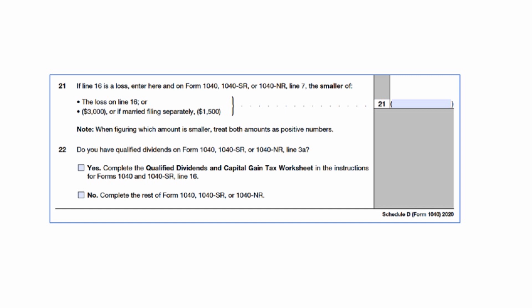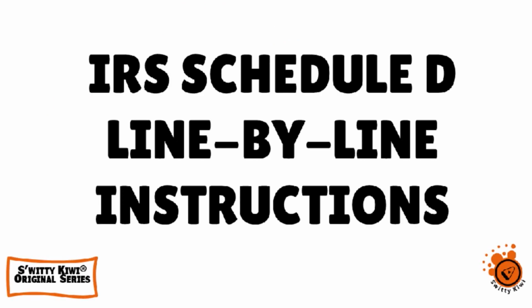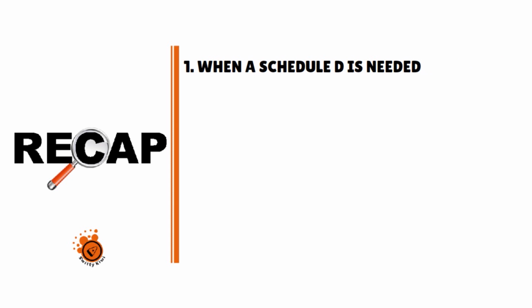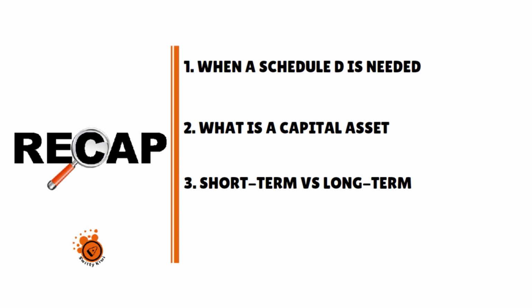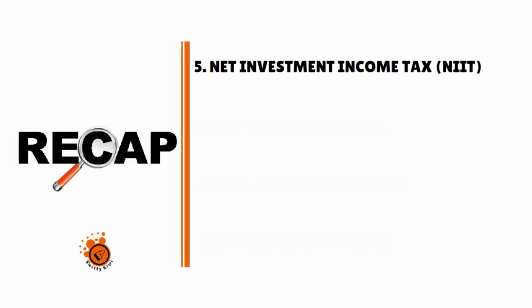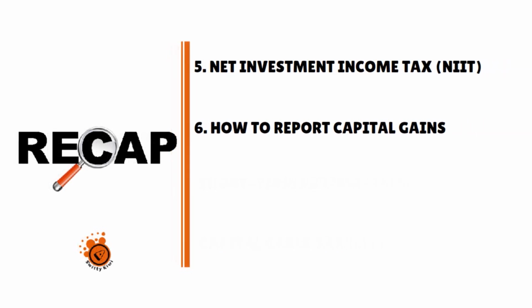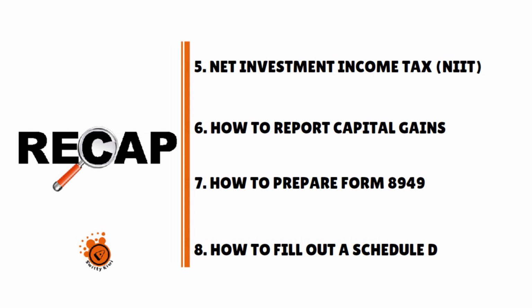All right. Thank you so much for today's conversation, for your attention. I really appreciate it. Today I gave you the IRS Schedule D line-by-line instructions on how to report capital gains and losses. I spoke about when a Schedule D is needed, what a capital asset is, short-term versus long-term capital gains and losses, capital gains tax rates in 2020 and 2021, the net investment income tax, the NIIT, how to report capital gains on your taxes, how to prepare Form 8949, and how to fill out a Schedule D. And I gave you Schedule D line-by-line instructions.